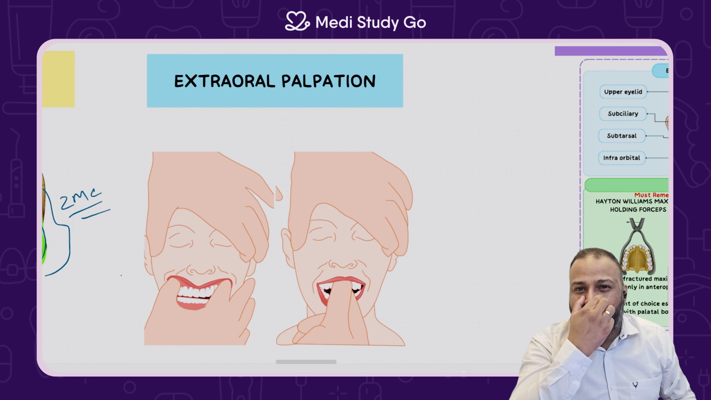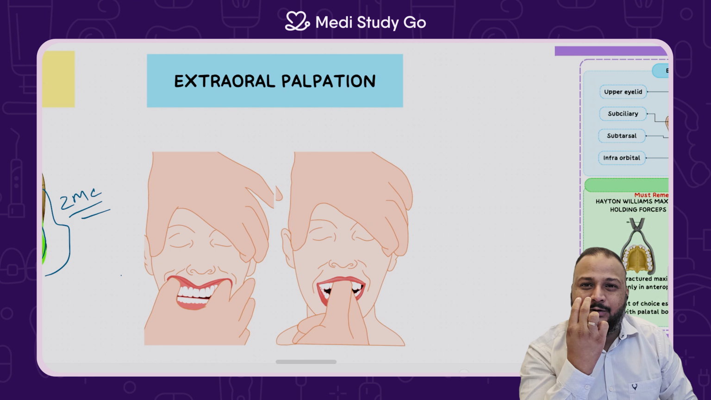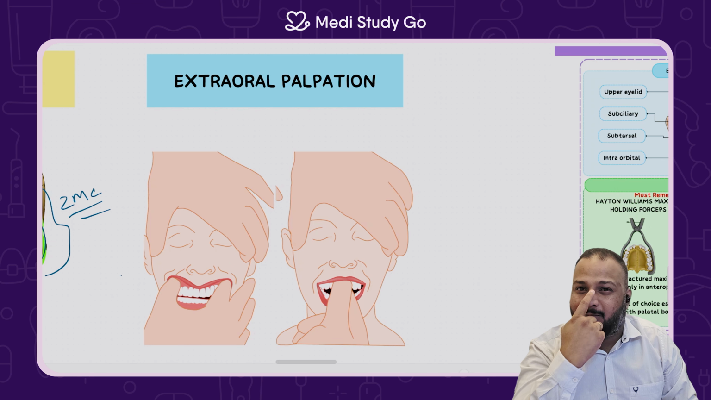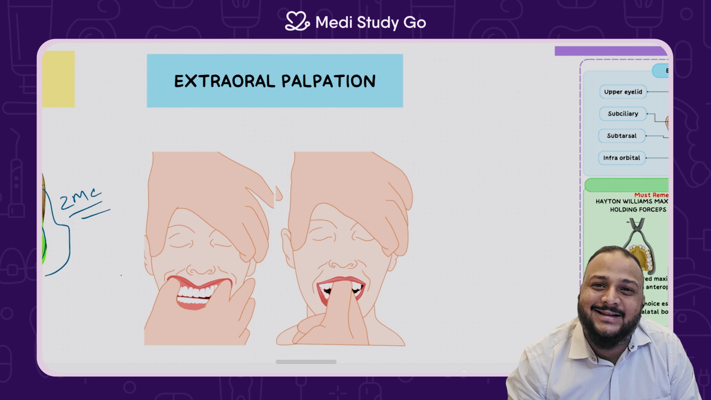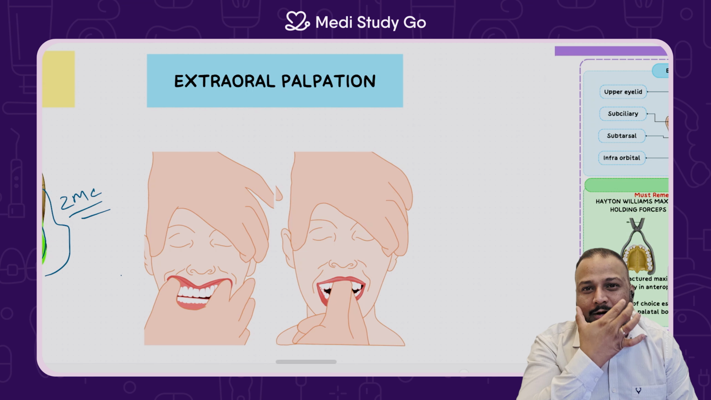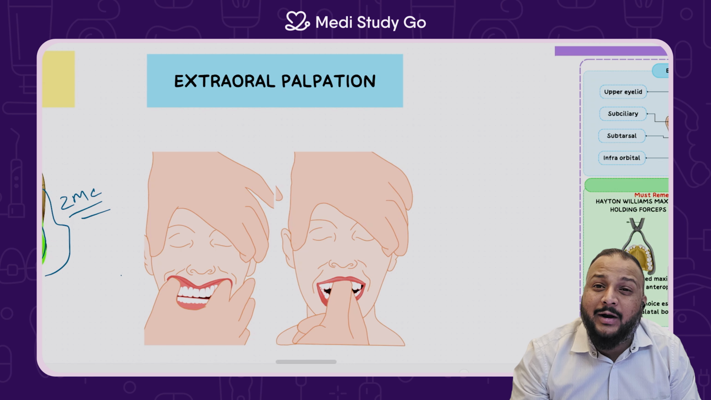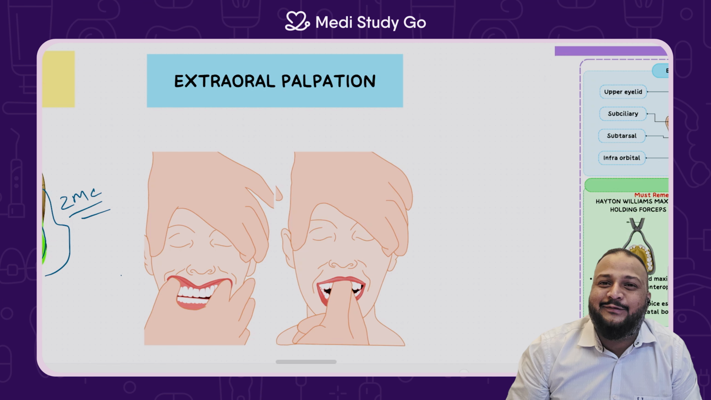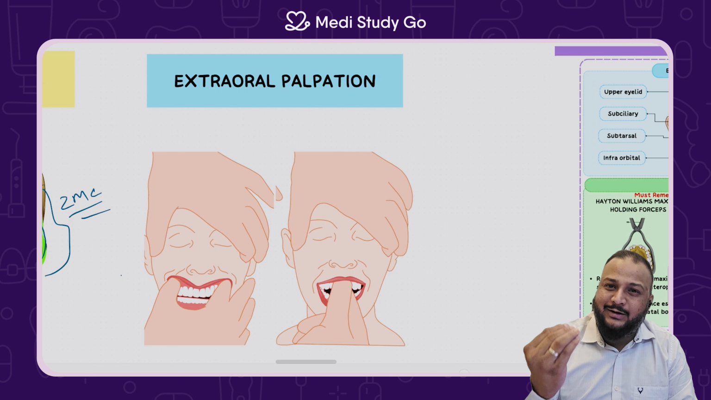But if you hold the nose and the maxilla of the patient and you try to mobilize it and this whole complex moves, then you know that it's a Lefort 2 fracture. And finally, if the whole complex along with zygomatic bone, maxilla and the nose moves upon palpation, that has to be a Lefort 3 fracture. That is how you diagnose these fractures.